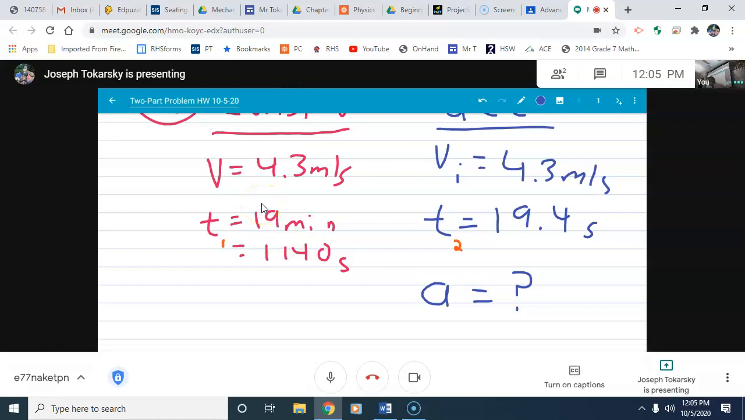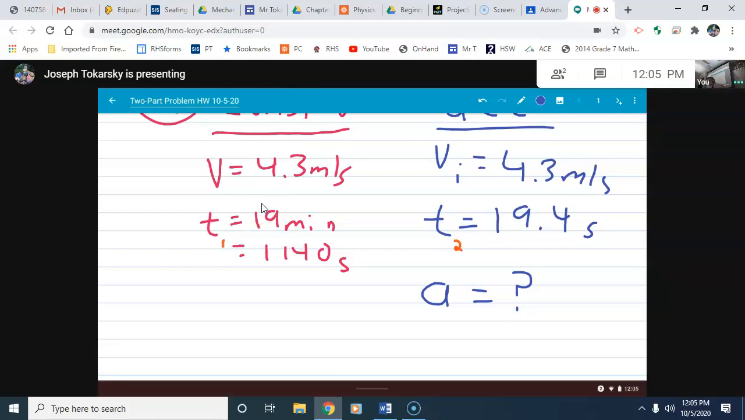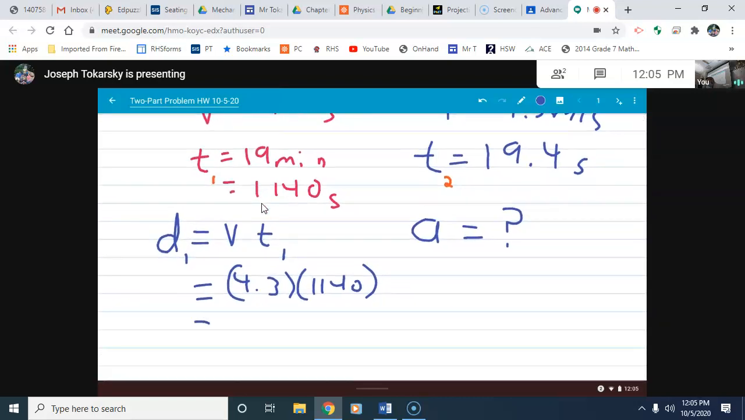So I'm going to solve that equation for D, and I'm going to just say D1 for part 1 as well, because there might be a D for part 3. D1 is equal to V times T1, right? We rearrange that formula, simple little formula, V equals D over T, and plug in 4.3 times 1140, the time after we convert to seconds. And somebody that did this and got this far, tell me what they got. Yeah.